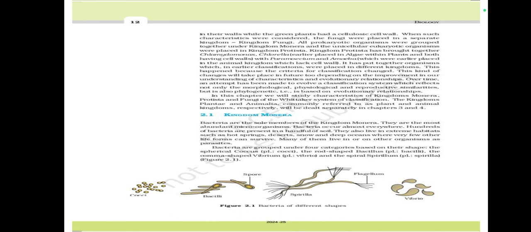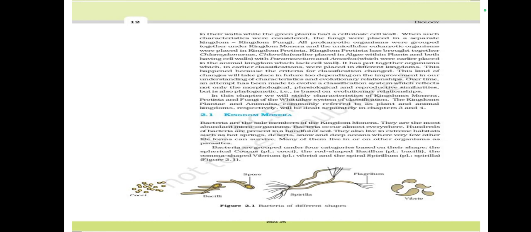All prokaryotic organisms were grouped together under kingdom Monera, and the unicellular eukaryotic organisms were placed in kingdom Protista. Kingdom Protista brought together Chlamydomonas and Chlorella, earlier placed in algae within plants and both having cell walls, with Paramecium and Amoeba, which were earlier placed in the animal kingdom and which lack a cell wall. This putting together of organisms happened because the criteria for classification changed.